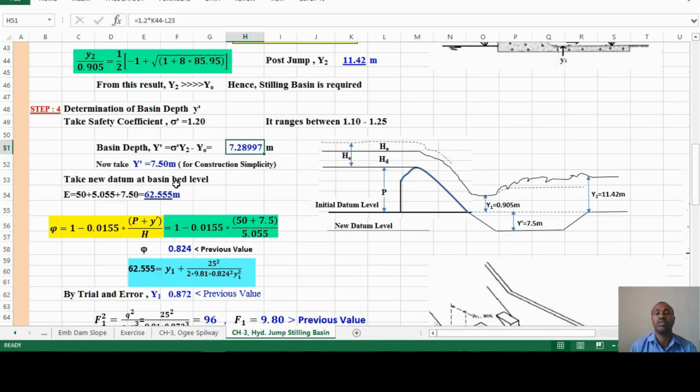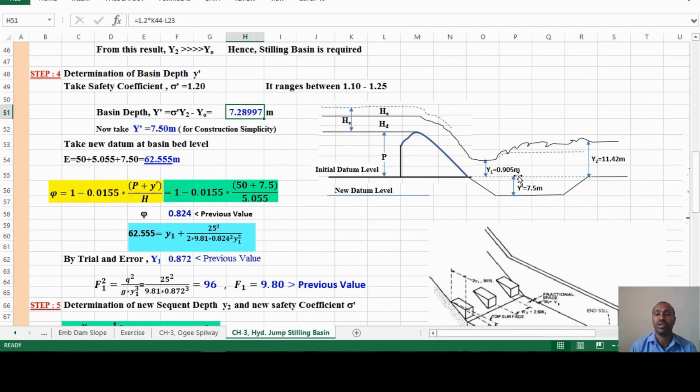So take a new datum at the basin bed level. This is the basin depth, 7.5, and this is the new datum level. From this new datum level, you again proceed with the energy equation. The total energy is 50, the P dimension, plus 5.055, which is the effective head, plus the basin depth. You start from this new level. Again you substitute in the phi equation, where previously it was P over H, now P plus y prime, and you get this value. This is less than the previous value, so you can continue.